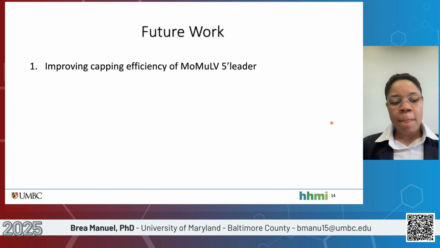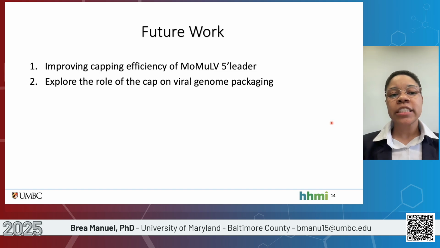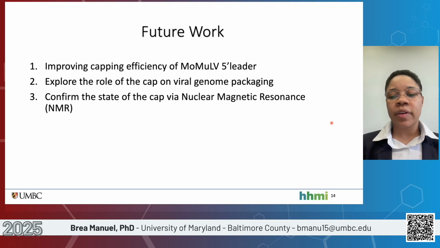For the future work, our immediate next steps are to improve the capping efficiency. Because we have so much unbound RNA there, we are unsure if this unbound RNA is uncapped or if the monomer has a secondary structure that has a sequestered cap. Therefore, we are working on methods to ensure that we have full capping. Next, we would like to explore the role of a cap on viral genome packaging and compare that to HIV-1. And lastly, we would like to confirm the state of the cap via nuclear magnetic resonance, because our gels can just give an indication, but we want to confirm this with NMR.